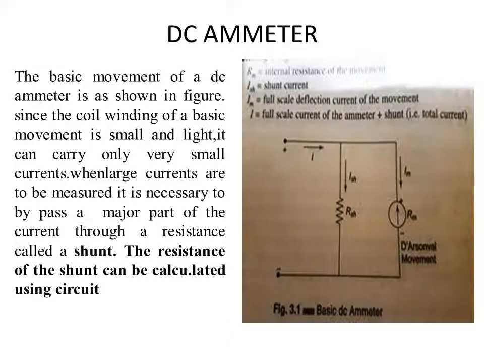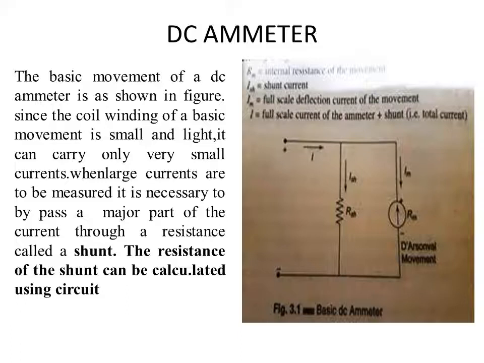The next is the DC ammeter. We will start with the ammeter. Now see the diagram of a basic DC ammeter. Rm is the internal resistance of the movement. Next is ISH, that is shunt current. Im is the full scale deflection current of the movement and I is the full scale current of the ammeter plus shunt, that is total current.